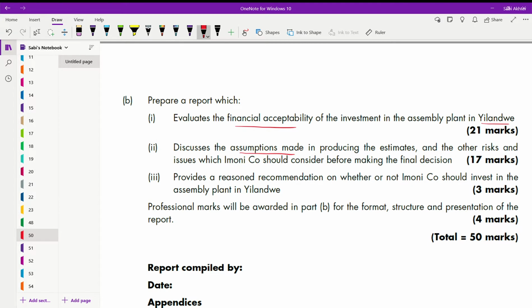Because when you calculate net present value, there are so many assumptions. Some are general, which you can always write about. Some are specific to the case. So make sure you know those. We are not going to cover it here. And also other risks and issues. Then a recommendation has to be made whether they should invest there or not, just for 3 marks.